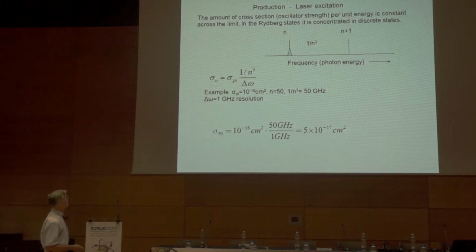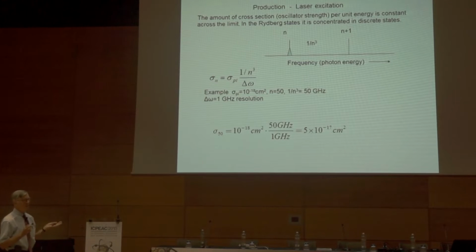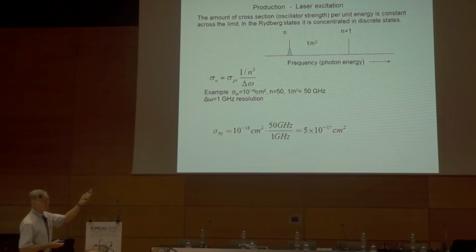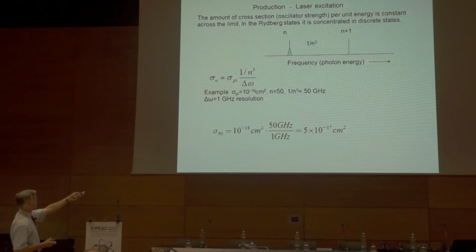Today, Rydberg atoms, if you're producing real population, are always made by laser excitation. There is a very simple way of thinking about this. You can think of the Rydberg state excitation as the extension of photoionization below the limit. The oscillator strength per unit energy is a constant, except below the limit, where it's all concentrated into the Rydberg states. Here's n and n plus 1. All the oscillator strength of this whole interval of 1/n cubed is concentrated in the nth state.